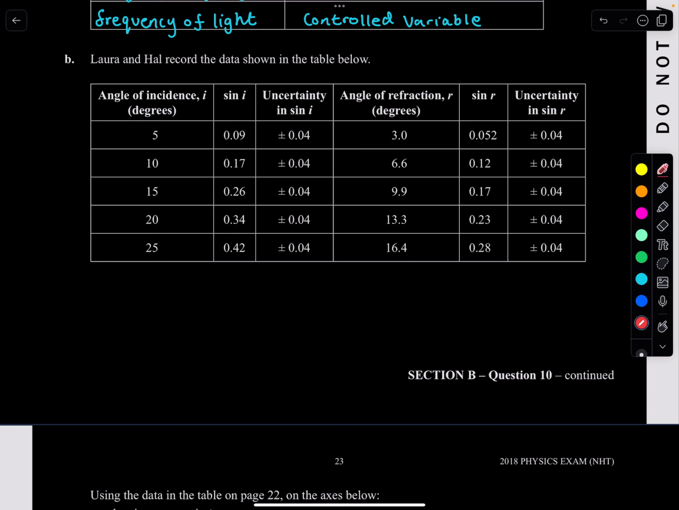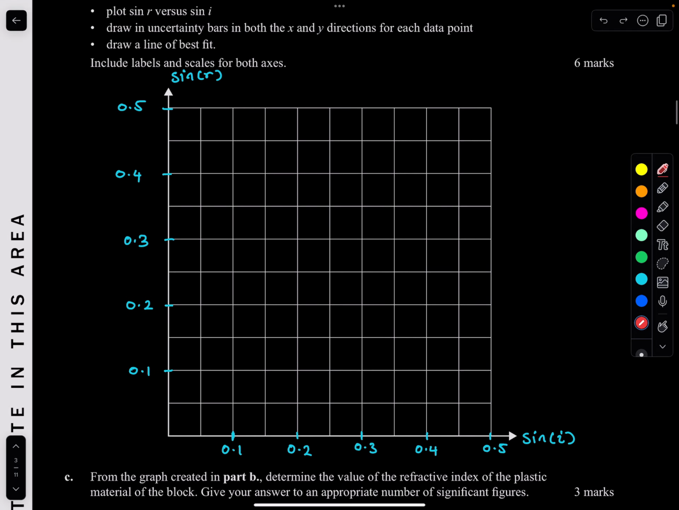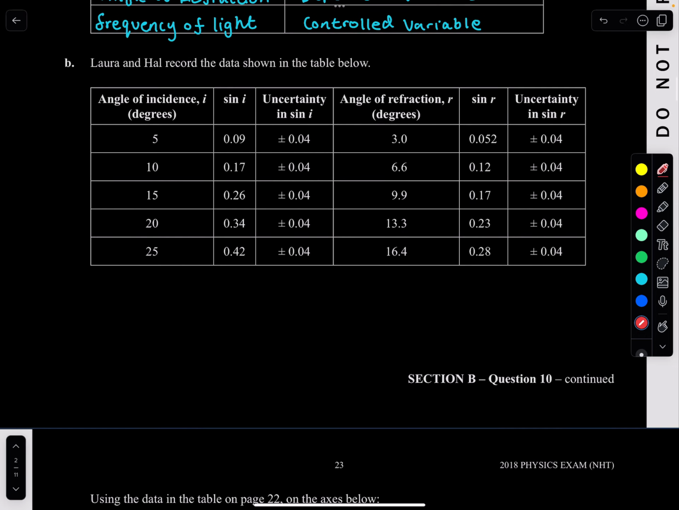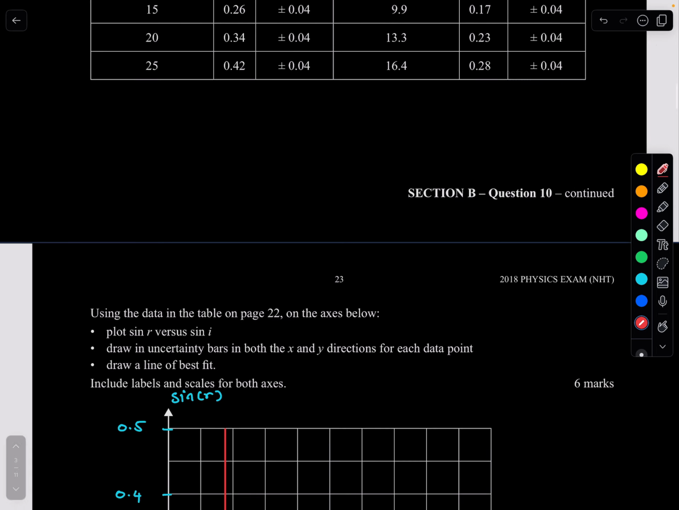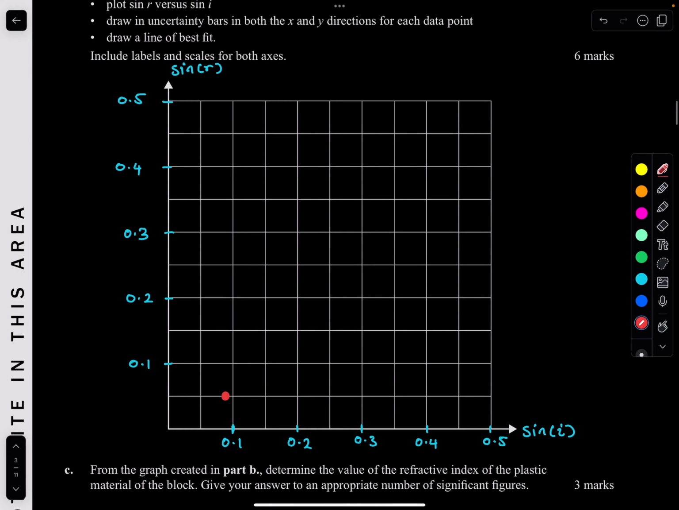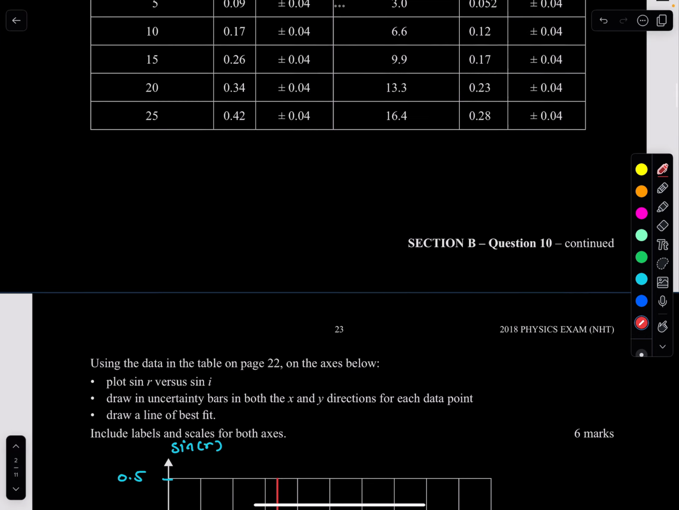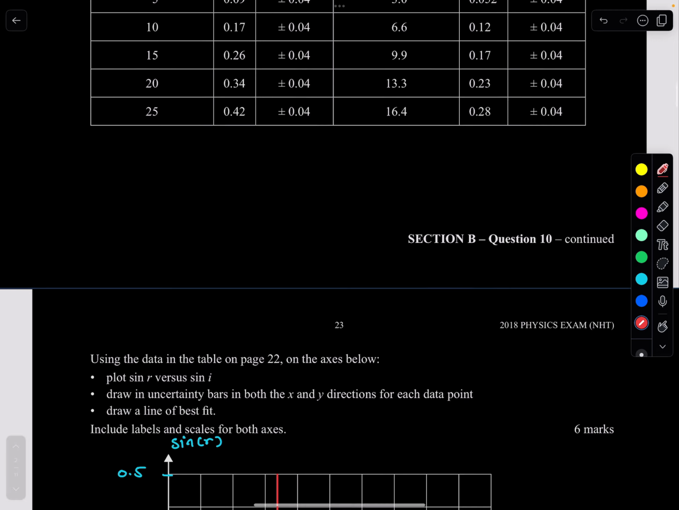The first one is sine i 0.05, and your y value is going to be 0.09, which is approximately over here. So I'm going to draw this line around it. And then what's the other one? 0.052. Basically halfway through this, so it's going to be at this point here. I'm going to rub this off, and yep, it's that red point. The next one is 0.17, so 0.17, it's approximately here. And your y value is 0.12.